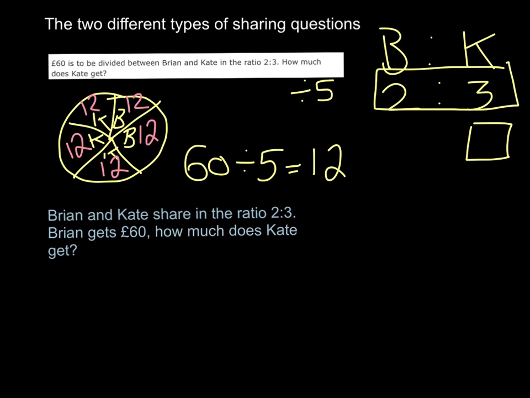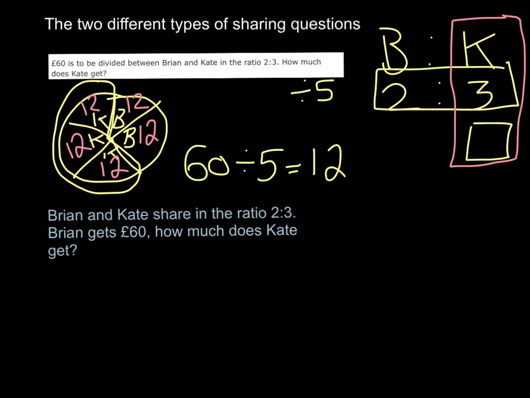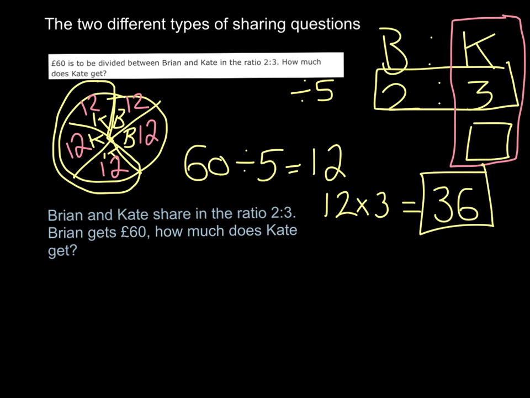Now the question said, how much did Kate get? Now Kate got 3 of the pieces, and you can see it from the picture. Kate got those 3 there. So Kate got 3 lots of the 12. So 12 times 3, or 12 plus 12 plus 12, that would give us 36, and that would be our answer. So Kate would get 36, whereas Brian would get 24, and that would add back together to make the 60. So that was the first question.